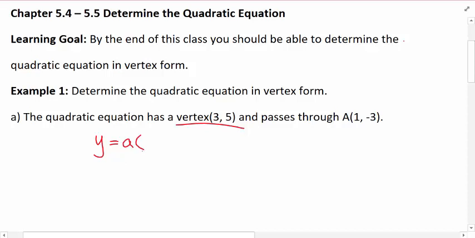y = a(x - h)² + k. Okay, so that's the relation that we're looking for. All I need to determine is the a value, the h value, and the k value. Now, I already gave you 2 of them. Which are they? h and k. I already gave you h and k. So what do you think we do with those 2 numbers? Plug them in. Very good.